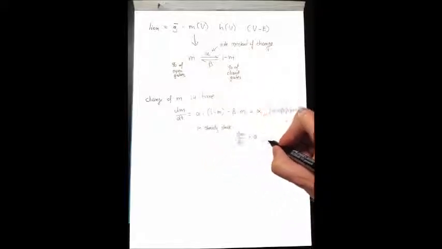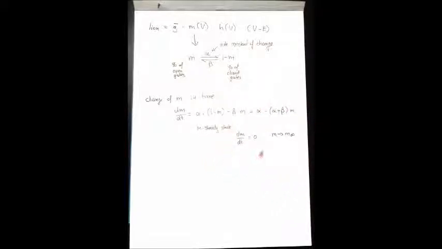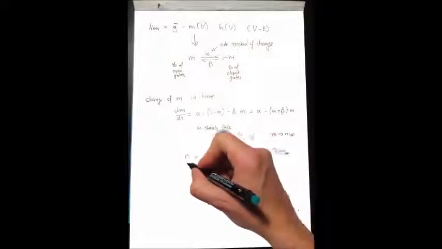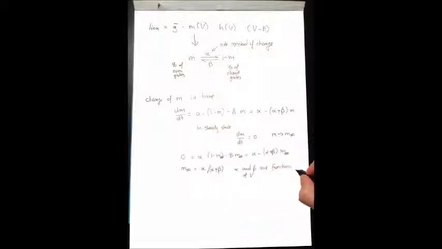In steady state, when nothing changes, the change of M over time is 0. This happens when we stay at the same membrane potential for a very long time, theoretically infinitely long. In this case, M becomes M infinite. Now let me rewrite the equation. So 0 equals alpha minus alpha plus beta times M infinite. Now we can solve for M infinite and get M infinite equals alpha divided by alpha plus beta.